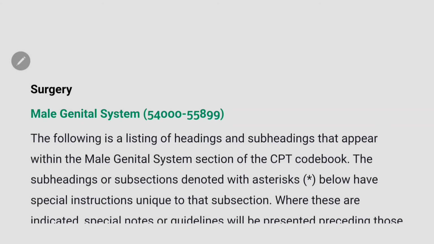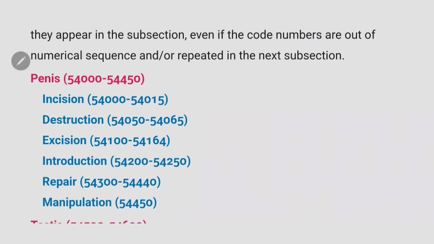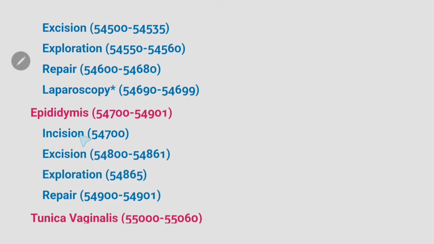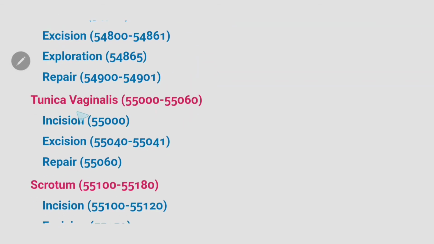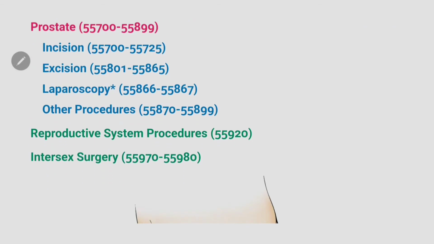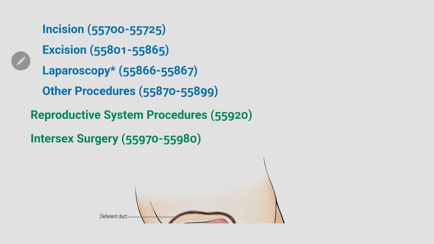Let's move on to the guidelines related to male genital system. The code range is 54000 to 55899. In this section, the codes are arranged based on the anatomic location itself. First codes are for penis, that is incision, destruction, excision, introduction, repair, manipulation. Then the codes for testis, excision, exploration, repair, laparoscopy. Next is epididymis, incision, excision, exploration, repair, tunica vaginalis, incision, excision, repair, scrotum, vas deferens, spermatic cord, seminal vesicles, prostate, reproductive system procedures, intersex surgery. So all these codes are present in male genital system.